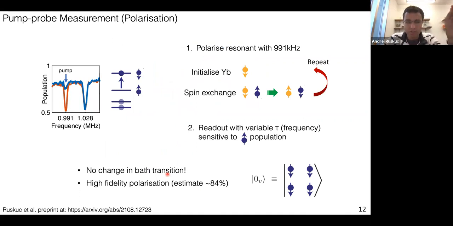Once we've identified this C transition for the register, we can polarize it, as I mentioned previously, by repeatedly initializing the ytterbium and undergoing resonant spin exchange. We do this at 991 kilohertz, and we follow this with a variable tau measurement sequence, a probe sequence, which is sensitive to the population in the spin-up level. Indeed, we see that we can achieve high efficiency polarization of this register C transition, whilst leaving the bath transition at 1028 kilohertz essentially unperturbed. This is additional evidence that we're dealing with two distinct ensembles of vanadium spins. Based on this and additional experiments, we estimate that we can get a polarization fidelity of our register of about 84%.